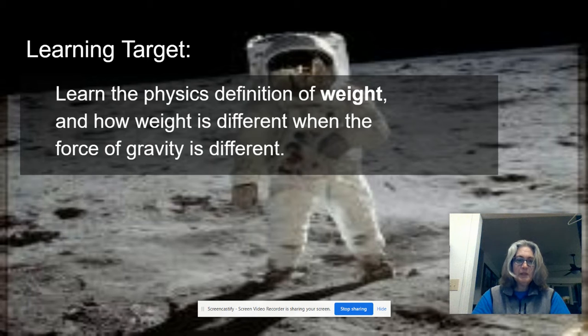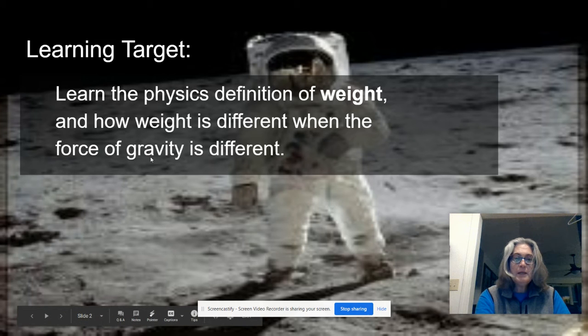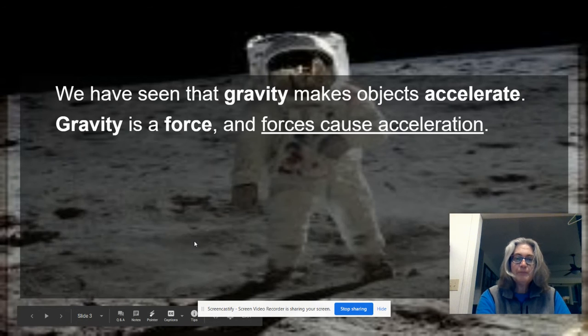So our learning target is to learn the physics definition of weight and how weight is different when the force of gravity is different. The physics definition of weight, like many physics definitions, is a little bit different than what we are used to thinking of as weight. It turns out that the acceleration of gravity is part of weight, so if we could go someplace where gravity is different, like another planet, we would find that the weight was different.